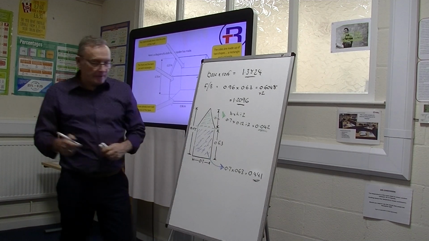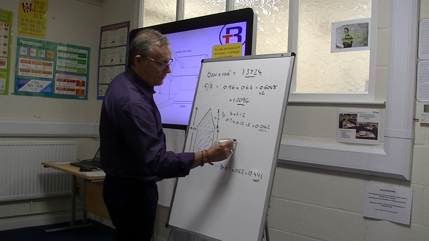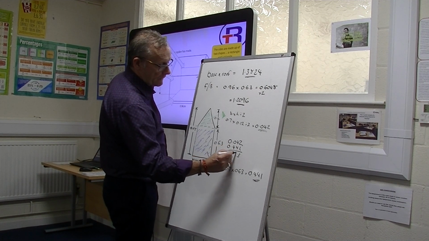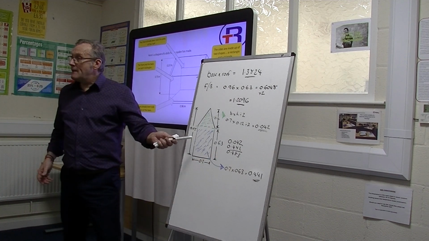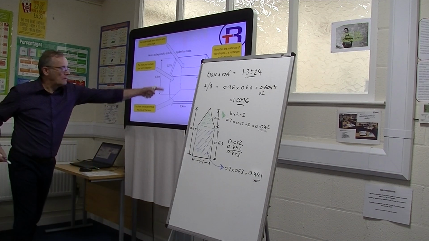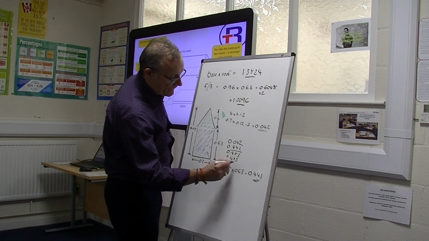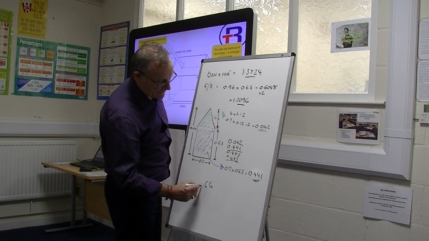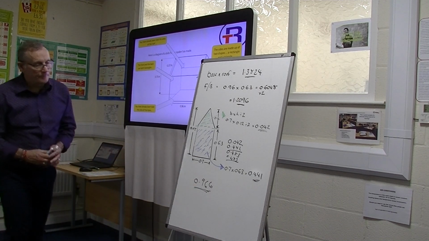Let's add those two together to make one shape. 0.042 plus 0.441 is going to give us 0.483. That's one side of the house. What we're going to do with that number now? Double it. Double it because of the other side of the house. So we're going to times that now by 2. It's going to give us 0.966. Yeah?